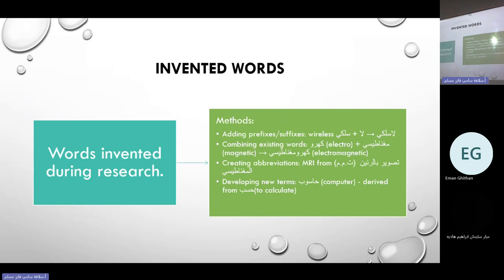Okay? And the final one are invented words. And these are words invented during research. What is the word for invented words? The word that we use when we use invented words, our new words. Remember it. New words.